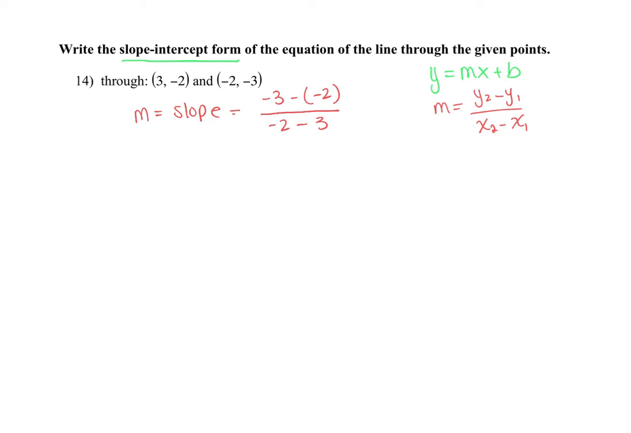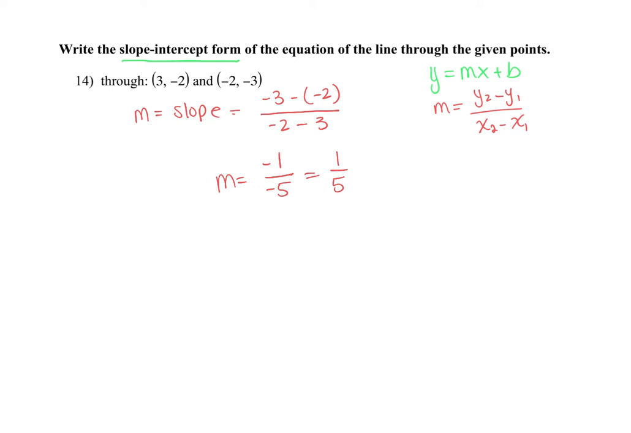-3 minus a -2 is -1. -2 minus 3 is -5. Negative over negative is a positive. So positive 1/5 is my slope. Positive 1/5 is my slope.